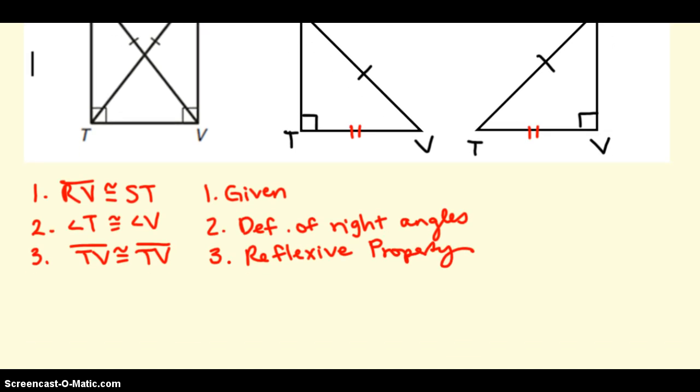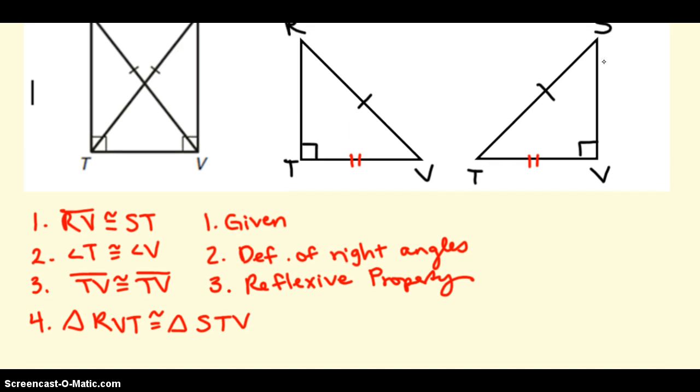Alright, now we can say that the two triangles are therefore congruent by HL. Remember that naming the triangles is very important. Triangle RVT is congruent to STV. So let's see. R is corresponding to S, yes. T corresponds to V, yes. And V to T. Okay, very good. And we need to state by the HL congruence postulate.